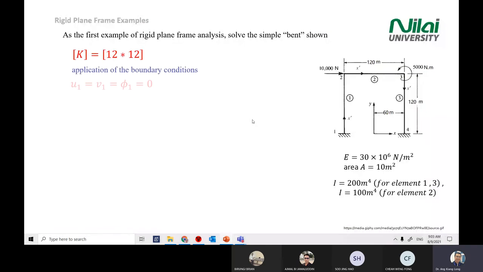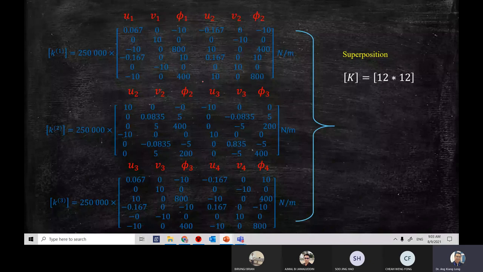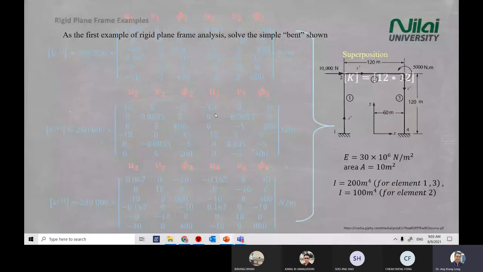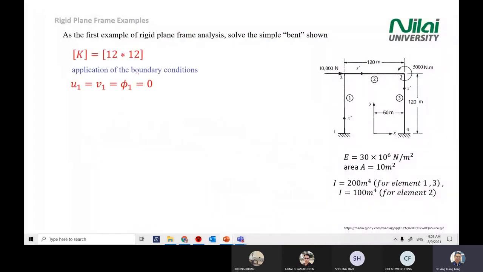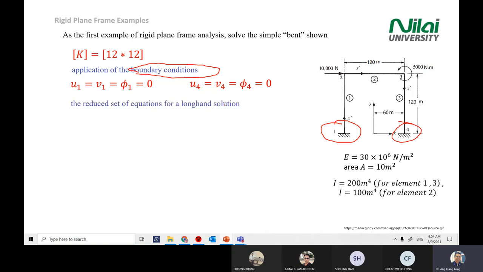So I'm going to show you the final answer. I'm not going to write out the whole 12 times 12 matrix, but you do the calculation. Then after that, you apply the boundary condition. What I mean by boundary condition: you look at point 1. Point 1 is at the wall, point 4 is at the wall. It means U1, V1, rotation 1 are 0. Same with point 4: U4, V4, rotation 4. It means there is no X direction movement, no Y direction movement, and no rotation. So 1 and 4 don't have any movement, you can cancel them.